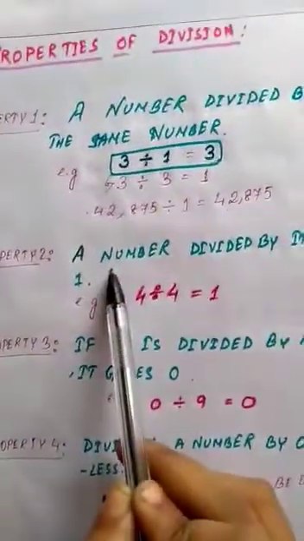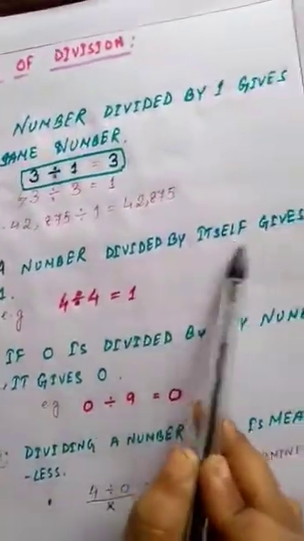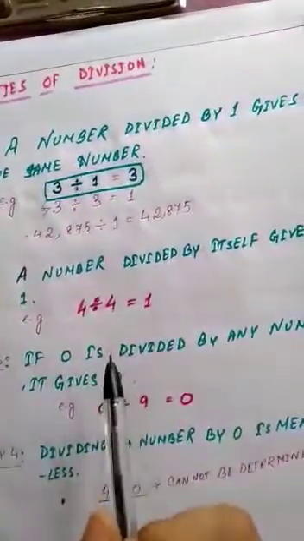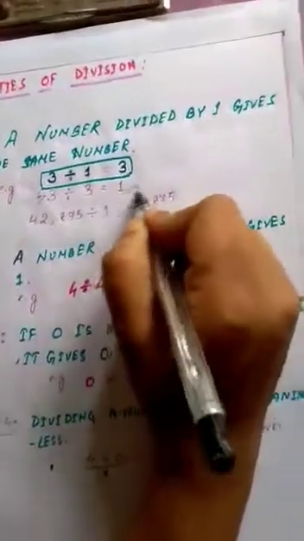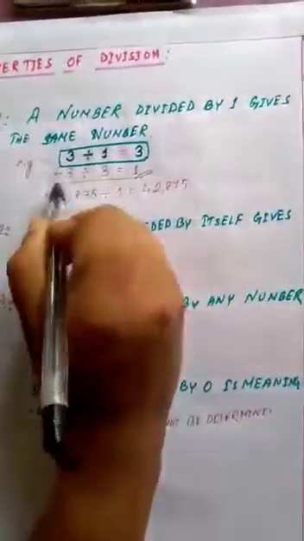Fine students, now let us see property number 2: a number divided by itself gives 1. Whatever I have told here is actually coming under this point.